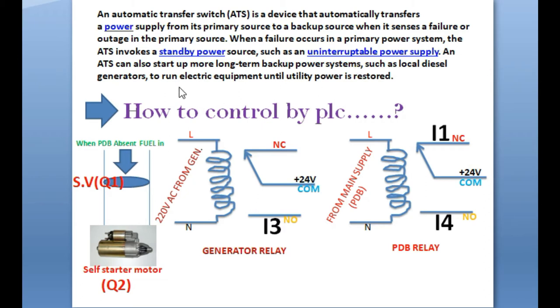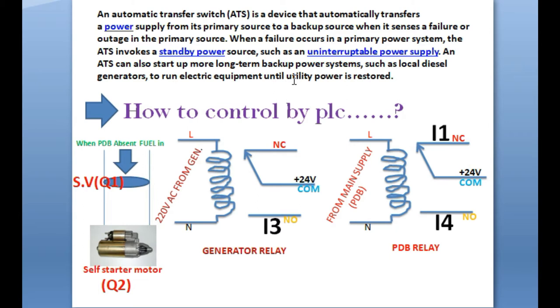And ATS can also start a more long-term backup power system, such as a local diesel generator, gas generator, any kind of local generator. This can quickly run the electric equipment until the main power is restored. And it is not for a short time, it is for a long time. If the main power, or PDB, is still not coming, then you still rely on your backup sources: any kind of generator, any kind of UPS, any kind of IPS. That is your backup source, and it is automatically connected when your electricity goes out.